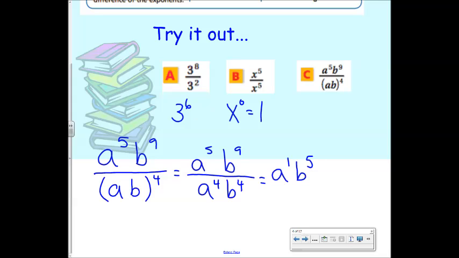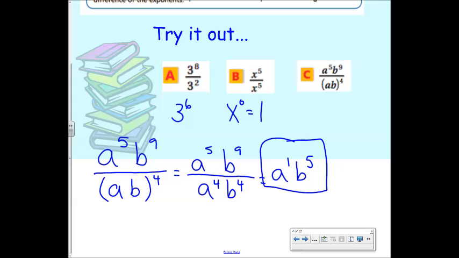Can you do anything else with that? No? How come? Yeah, they're different variables. You don't know what the variables are equal to. There's no equal sign. So we're done. That's all you can do. So this is not called solving. This is called what? Simplifying.